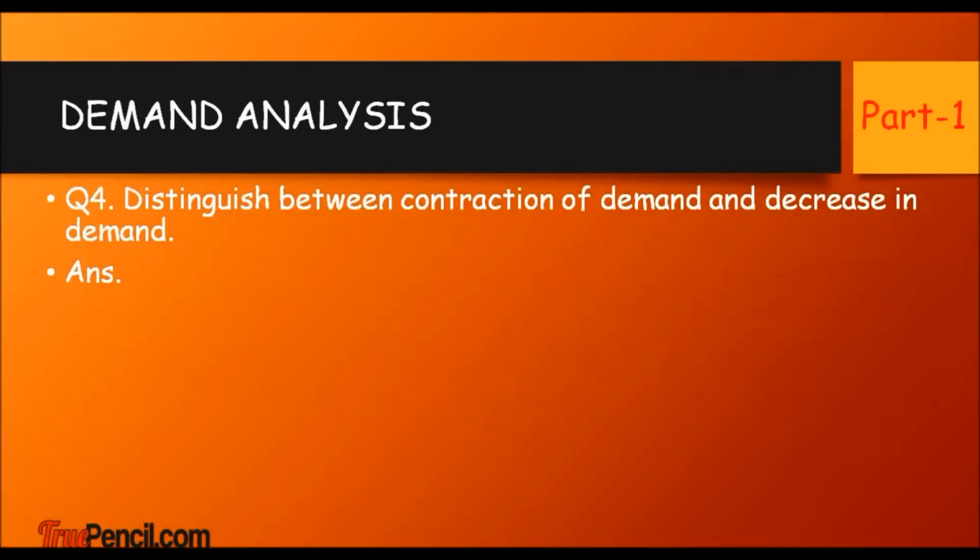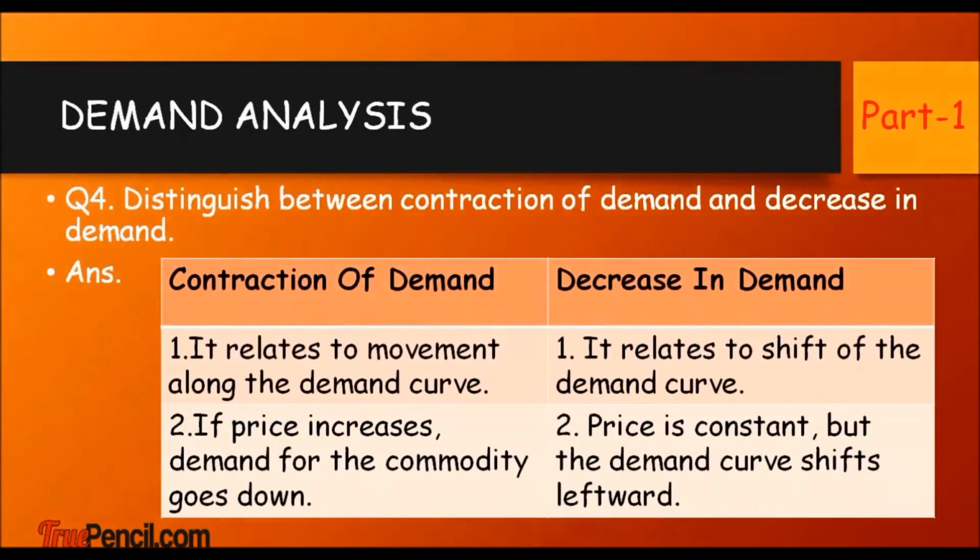Now, question number 4 is, distinguish between contraction of demand and decrease in demand. You see, in case of contraction of demand, the movement along the demand curve is possible. But in case of decrease in demand, it relates to shift of the demand curve. In case of contraction of demand, if price increases, demand for the commodity goes down. But in case of decrease in demand, price is constant but the demand curve shifts leftward.